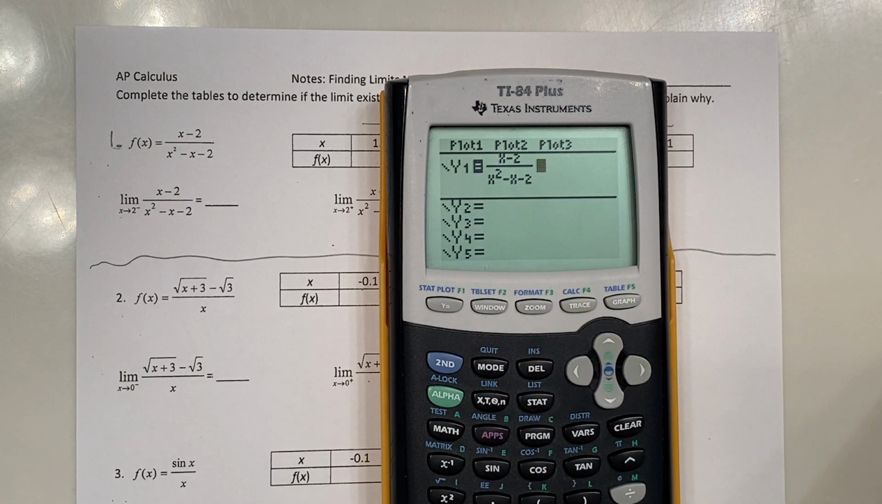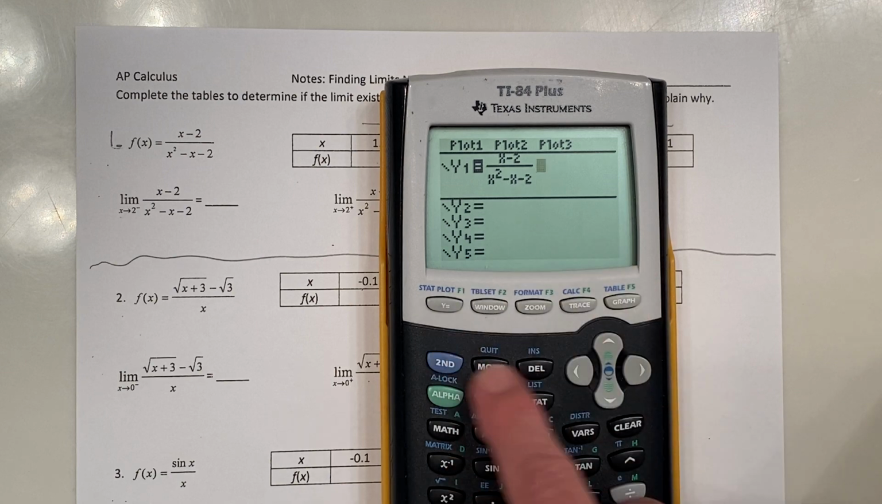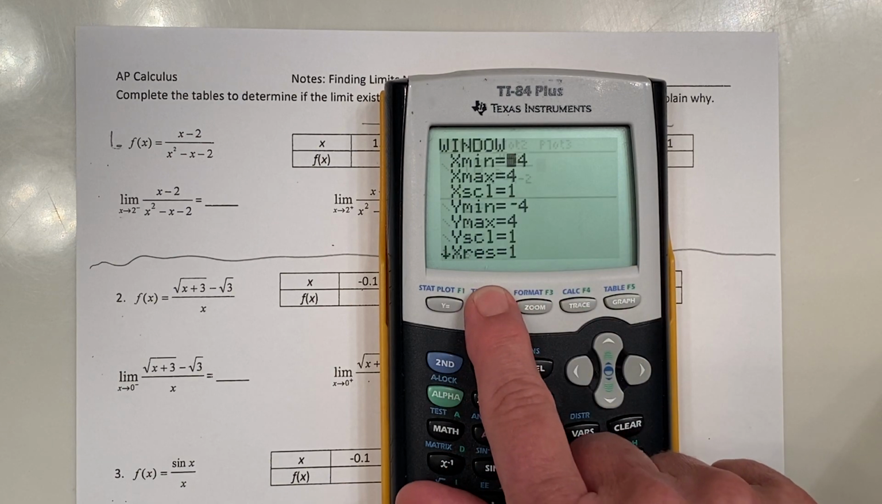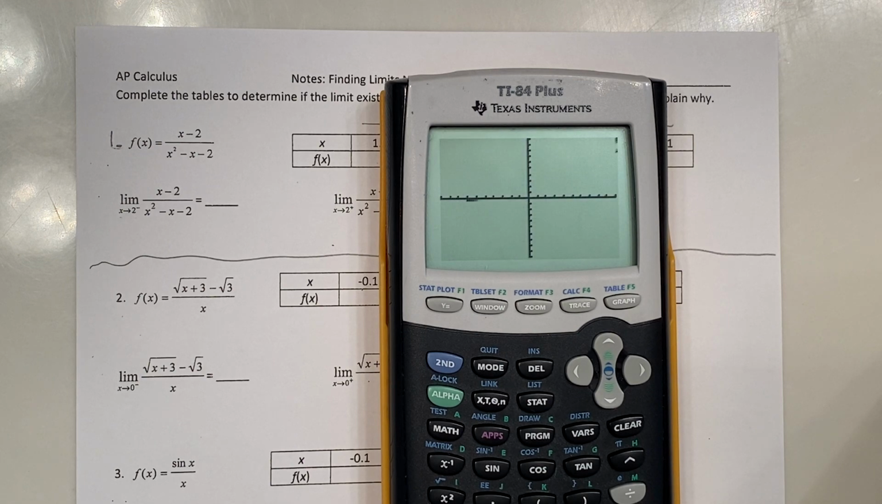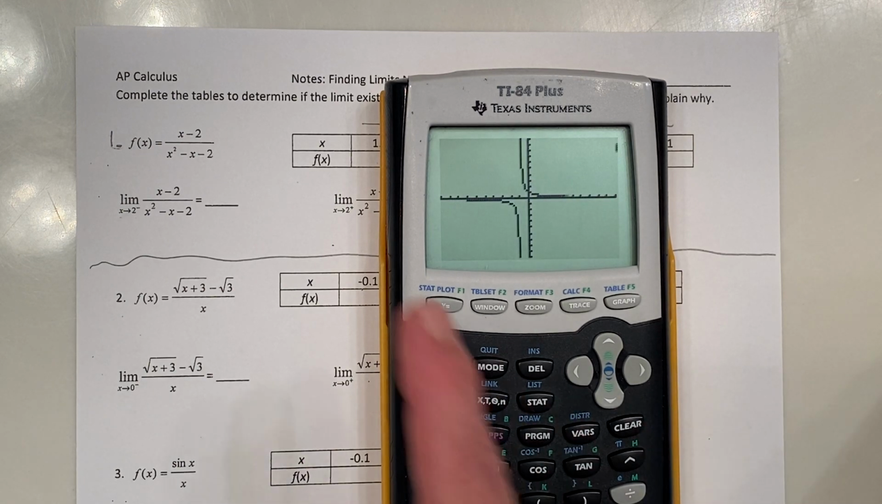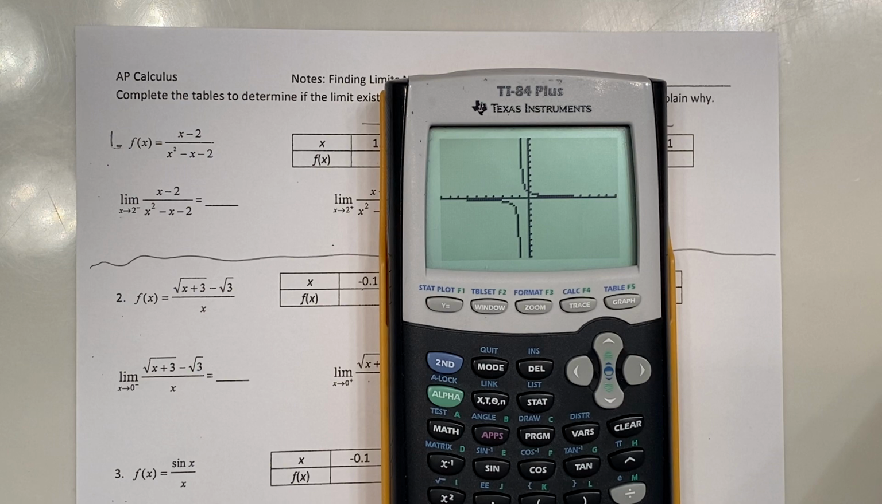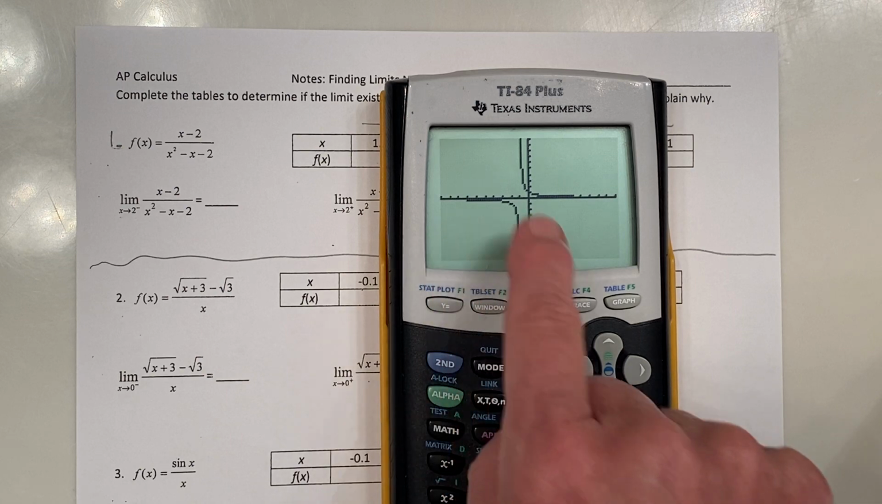All right, so we've entered our function. I'm going to go ahead and make sure that I'm in the Zoom 6 window. So I would just look at my window setting. I'm not. I'm going to hit Zoom and I'm going to hit 6. I think the standard window from -10 to 10 is a good window to start with on this function. All right, so I see the graph here.